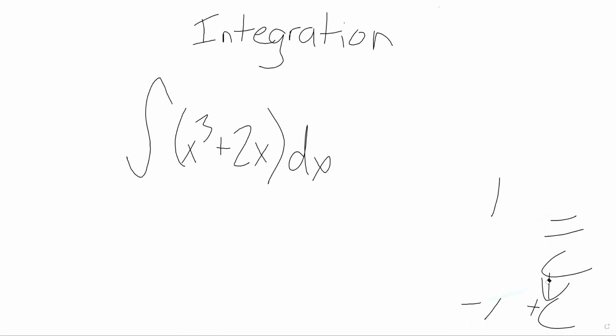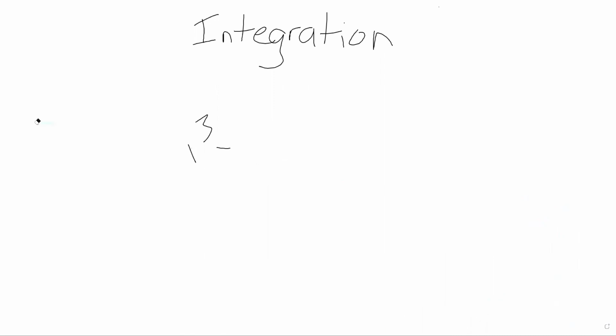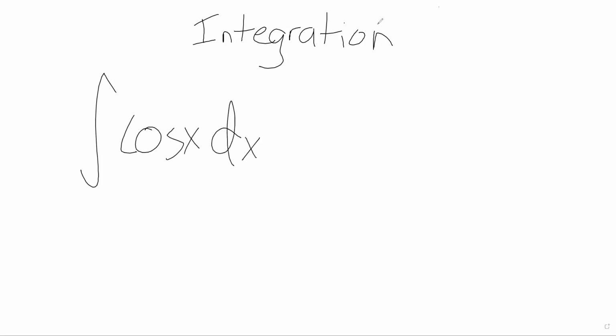Okay, another example, a couple more examples. Okay, we have the integral of cosine of x dx. Okay, so that's a special case. We know that the cosine of x is one of those 5 special cases. So how do we do that? What we can do is we can write out the special case that we know it is.